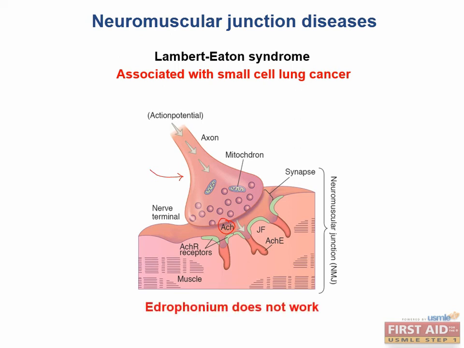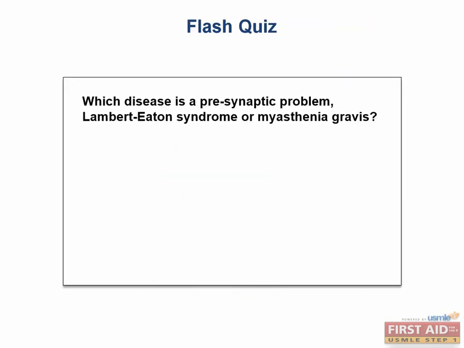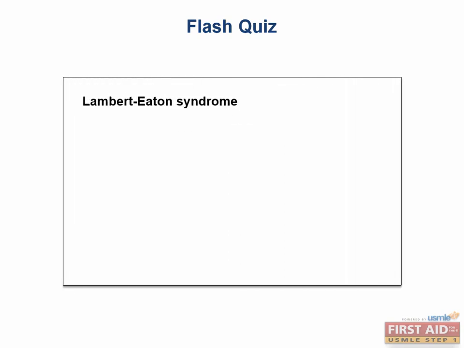So which would you rather, myasthenia or Lambert-Eaton syndrome? I'd probably go with myasthenia gravis because there's a good treatment and thymoma is way less scary than small cell lung cancer. Let's have a flash quiz. Which disease is a presynaptic problem, LES or MG? The answer is Lambert-Eaton syndrome.